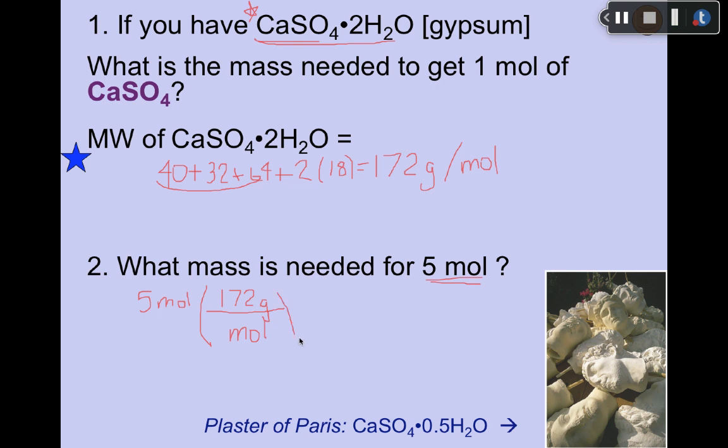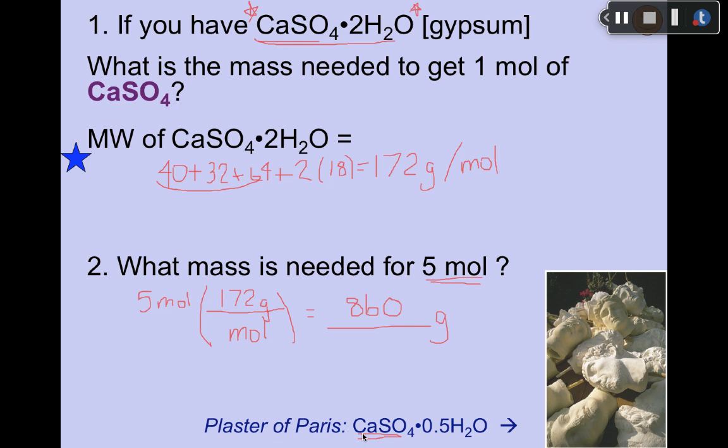And then again, this is just a calculation exercise to determine the number of grams needed to get 5 moles of calcium sulfate. Pause your recording and do the calculation with me. And I hope your calculator comes out the same as mine does. And 860 grams would be required to get 5 moles of calcium sulfate using this dihydrate. You have a problem on your homework that looks exactly like this with Glauber's salt, except that Glauber's salt is a different compound, obviously.